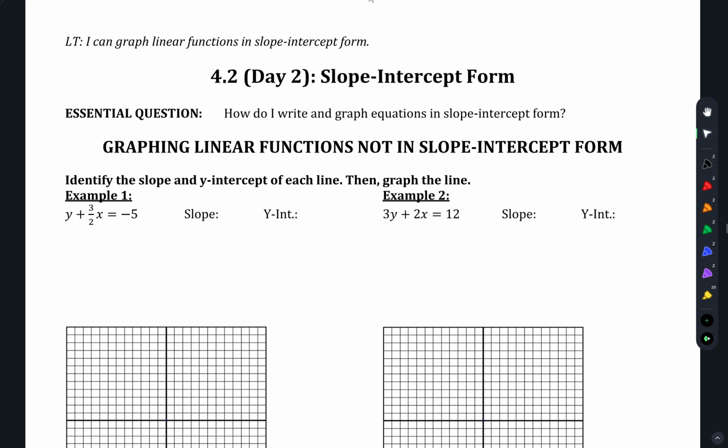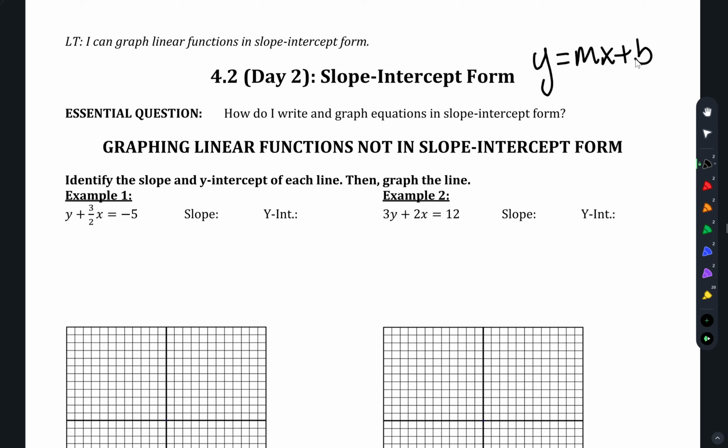To continue talking about slope-intercept form. What we are going to do today is just add on one extra step in the beginning of our problems. Remember, slope-intercept form is when an equation of a line looks like y equals mx plus b. Okay, so in slope-intercept form, m represents our slope, b represents our y-intercept.